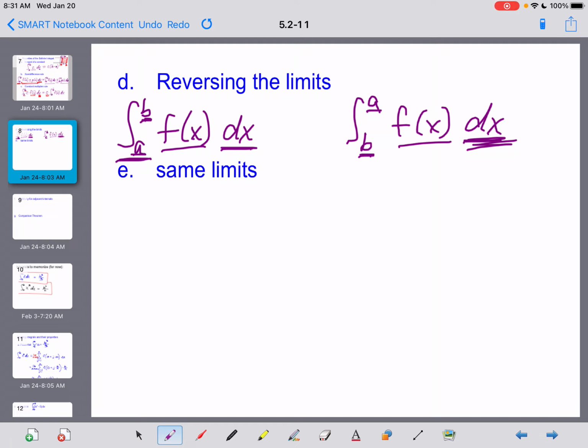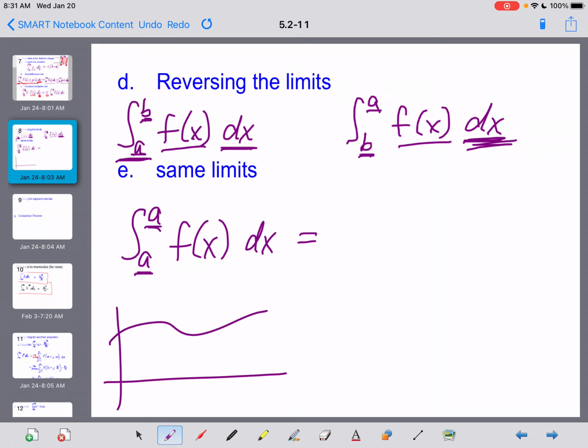This last one I think is pretty obvious. If you have an integral with the same limits of integration, like from a to a of some particular function f of x taken with respect to x, well, if you go back and think about what we're trying to do with a definite integral, we're trying to find the area in between a curve, f of x, and the x-axis, starting on the left at your lower limit of integration, ending on the right at your upper limit of integration. So what happens here? We've got a curve. It does something like this.